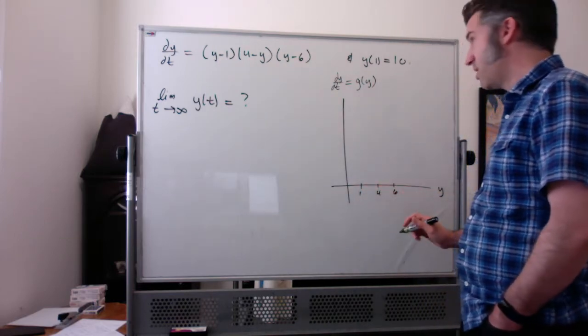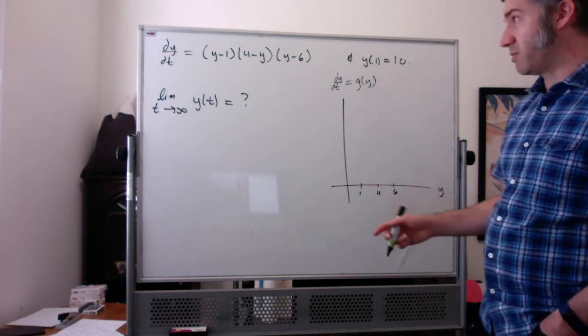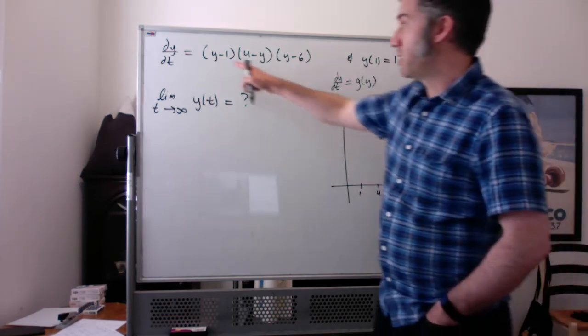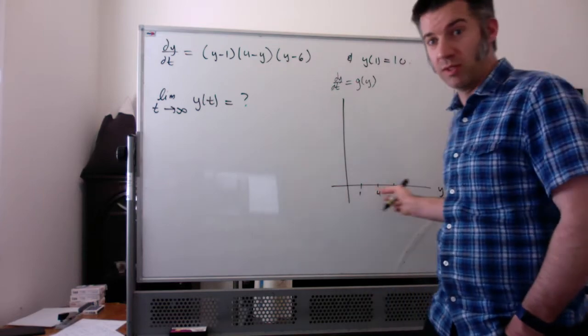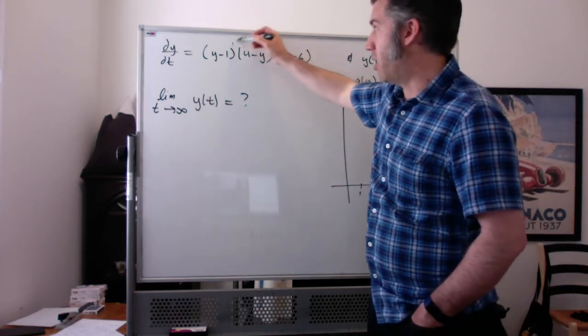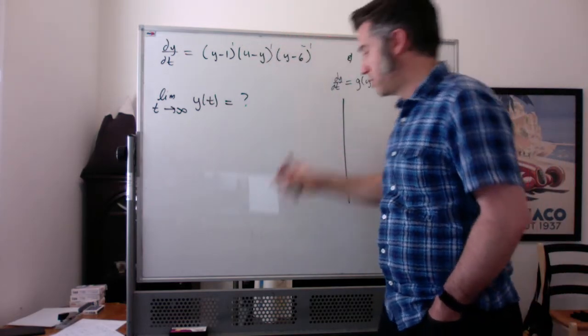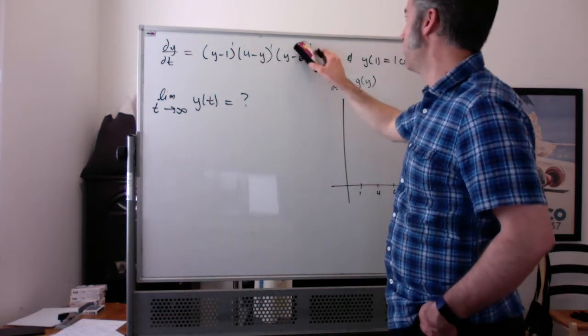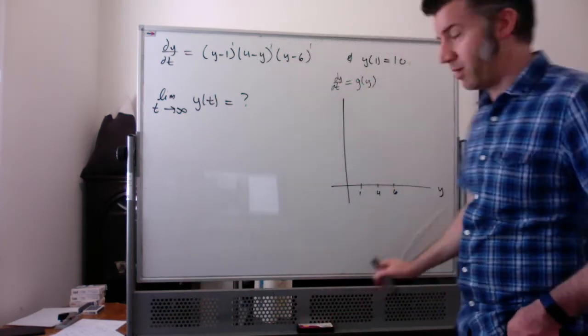Okay. So then we need to draw the phase plane. Now each of these intercepts is going to cross the horizontal axis, right? Because they all have odd multiplicities. And that's usually going to be the case. So we need to figure out if we're starting above or below.